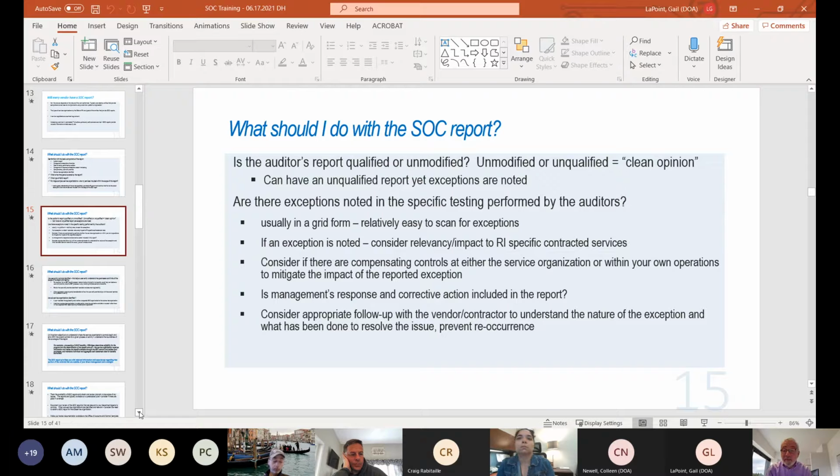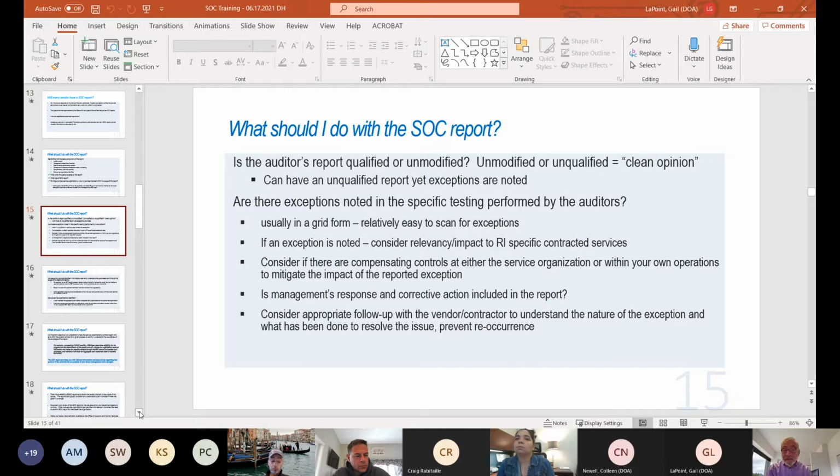You could have an unqualified report, but there could still be some exceptions noted. So I think just be aware of that. Looking through the exceptions, usually in a grid form, I think it's easy to scan for them. I know everybody's busy and you're trying to say, I don't have time to read this 140-page report from cover to cover. If you scan it, you're looking for anything that looks like an exception, and we'll go through an example shortly so that you can see where this is flagged.